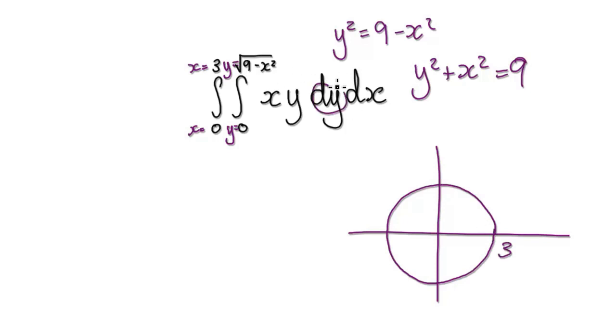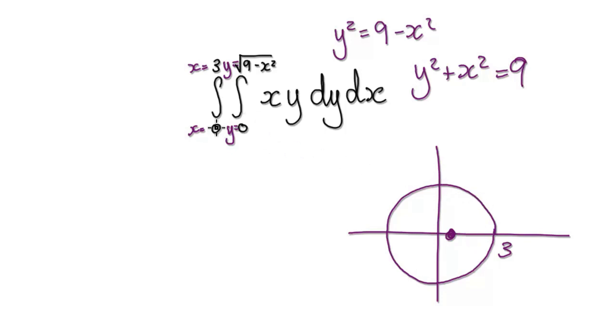And then looking at this, you're moving parallel to the y-axis. You're moving like this, parallel to the y-axis. But it's saying start at 0 and then stop at the circle. Start at 0, stop at the circle.